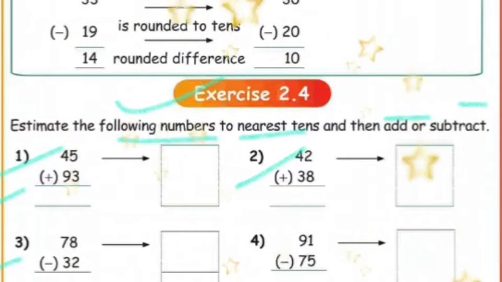It is very easy. See, for example, 78 is near to 80. So, 78 is rounded to the nearest ten, 80. And here 32 is rounded to the nearest ten, which is 30. Then we have to subtract. 78 and 32 we have to subtract, and then 80 and 30 we have to subtract. Then we will get the difference.